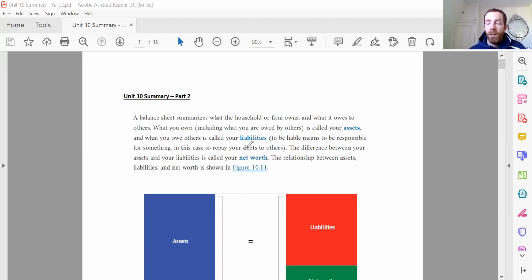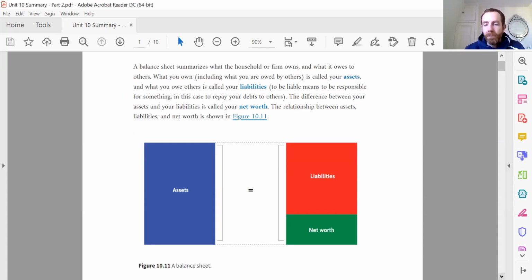And so in a balance sheet, these are the two big categories: assets, the things that you own and that are owed to you, and liabilities, the things that you owe to other people. And we have a nice identity, which tells us that assets are equal to liabilities plus net worth. And what we mean by net worth is just what we get from rearranging that identity, which is simply the difference between your assets and your liabilities.